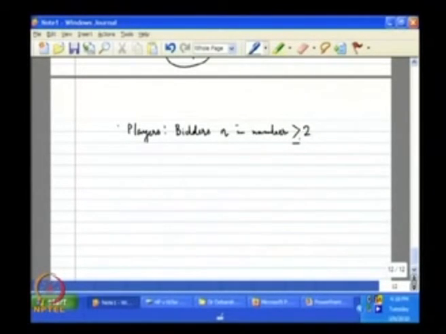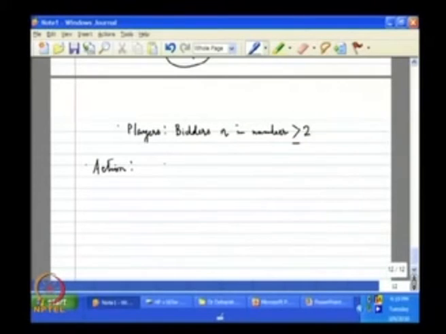So, the players, who are the players? The players are the bidders, and they are n in number. N can be any value, as long as it is greater than or equal to 2. There cannot be any auction if there is just one player, one bidder to get the object. Actions.